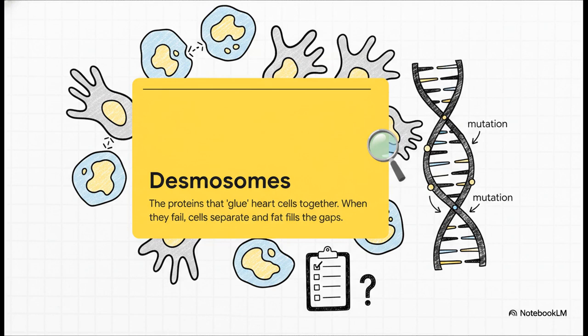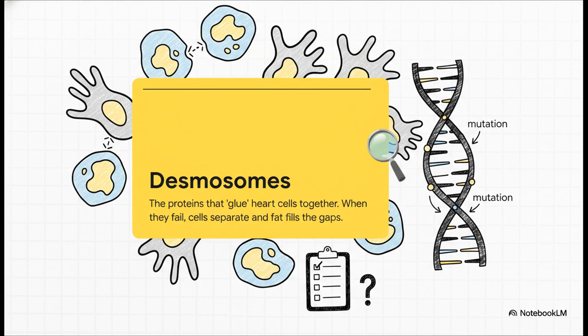Now, the latest guidelines really emphasize that, fundamentally, this is a disease of the desmosomes. These are the proteins that act like glue, holding the cardiomyocytes together. So when this glue fails, the cells literally pull apart, and fat just fills in the gaps.